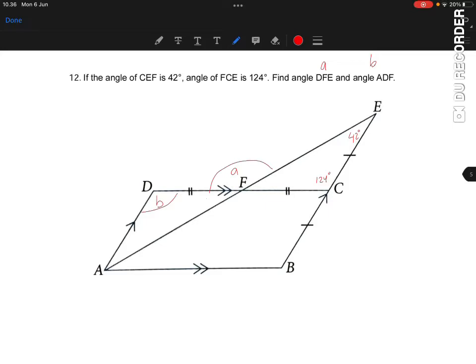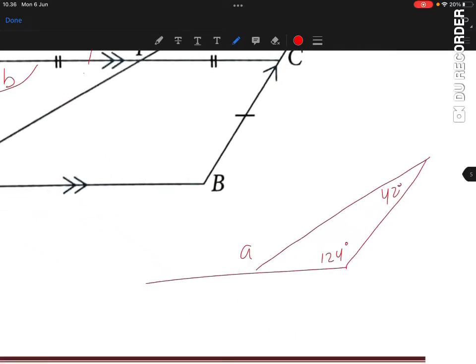For the A here, if I want to redraw it, you will have this one here. This one is A, this one is 42, this one is 124 degrees. We call it the exterior triangle theorem.